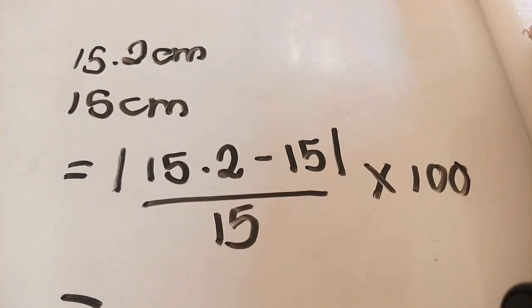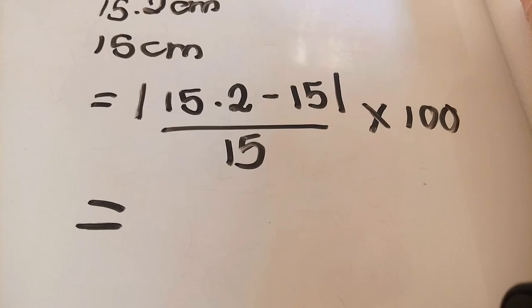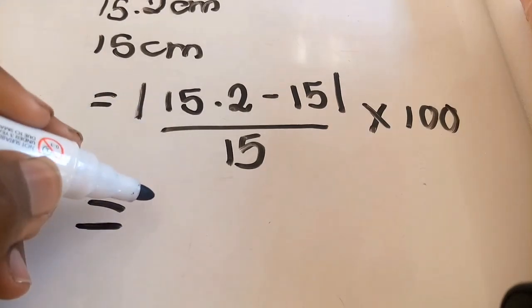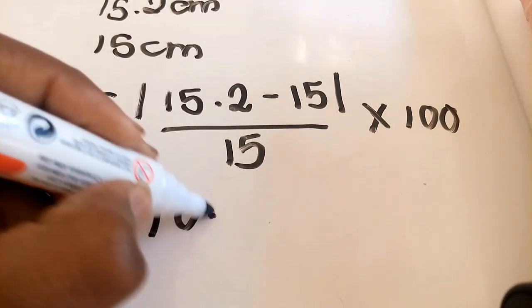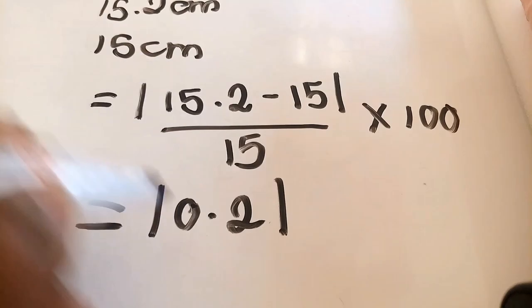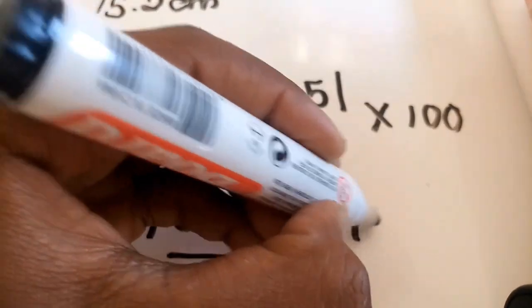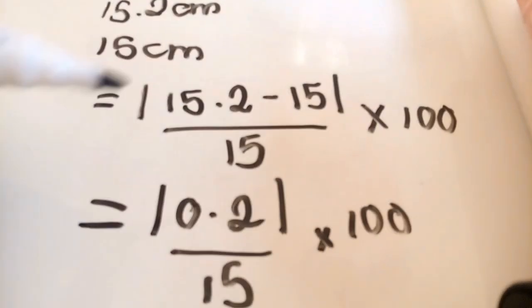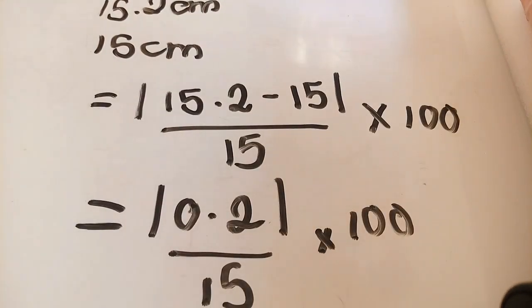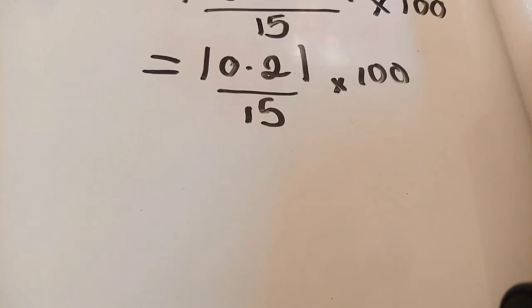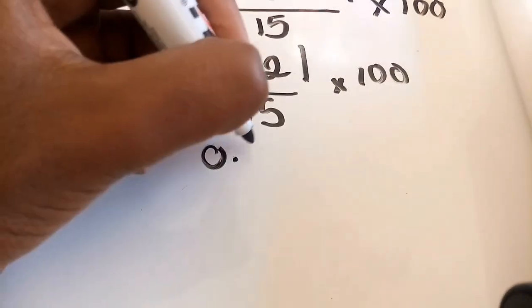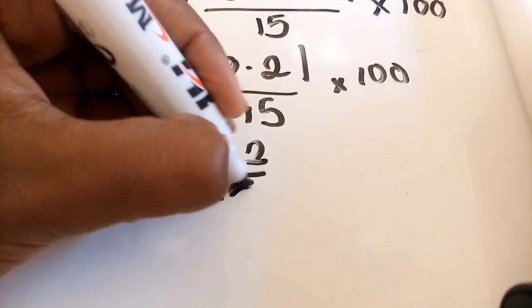So now when we solve this question, it would give us 15.2 minus 15, which will be 0.2, and then over 15 times 100. So the modulus of 0.2 is simply just 0.2. So we're going to say 0.2 divided by 15 times 100.